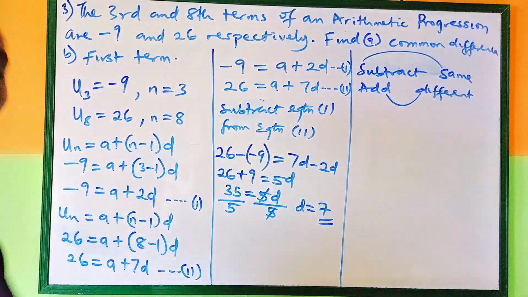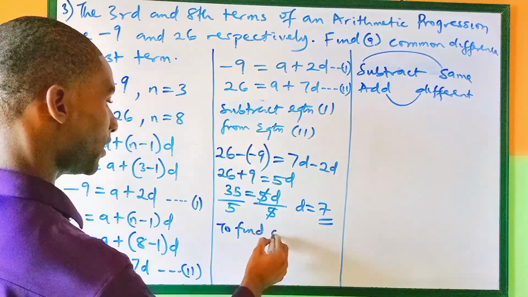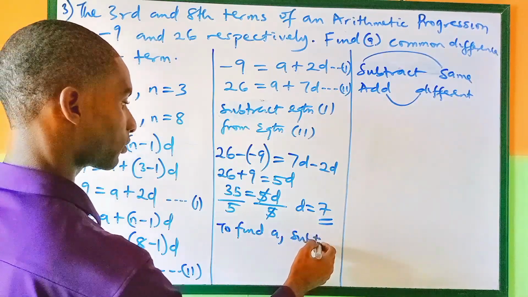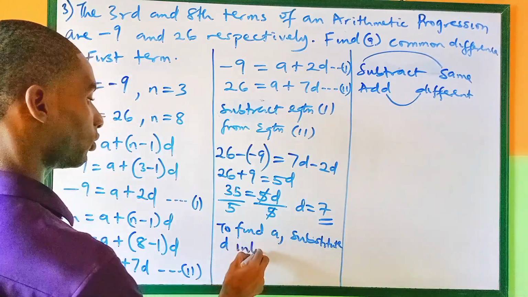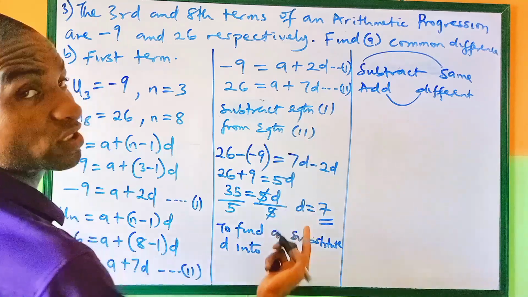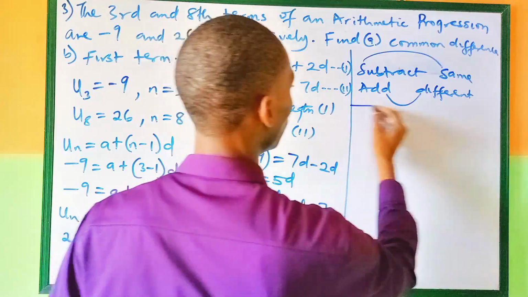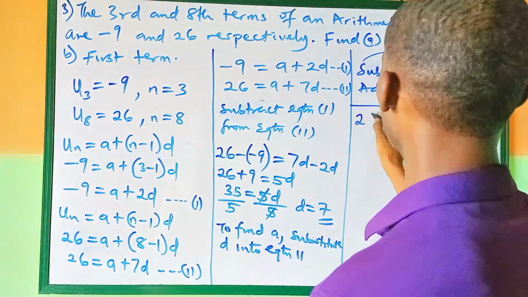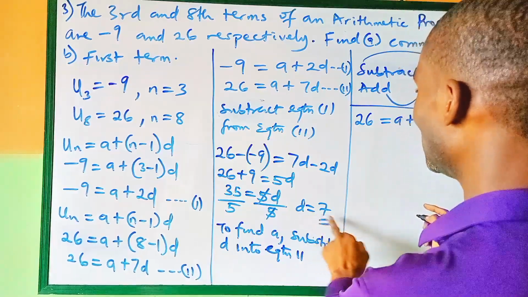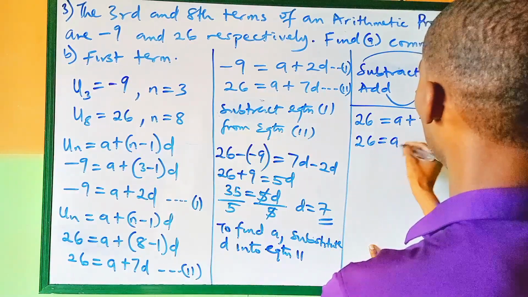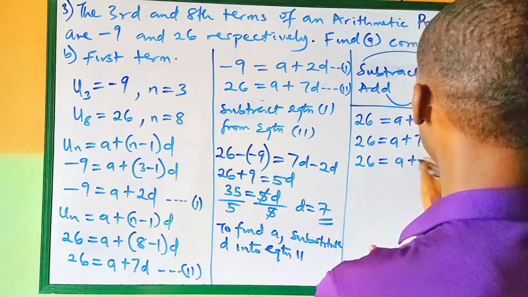And the second one now says what is the first term? So to find the first term, to find a, substitute d into any of the equations. So let's use equation 2, which is a simpler equation. And what is equation 2? Equation 2 says 26 is equal to a plus 7d. I remember d is 7, so that's 26 equals a plus 7 into bracket 7. That's 26 equals a plus 49.